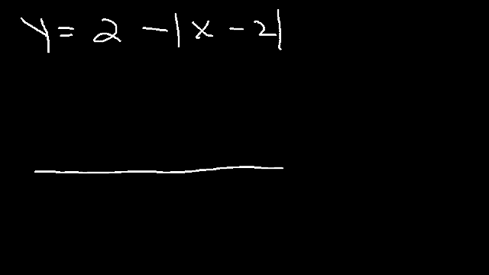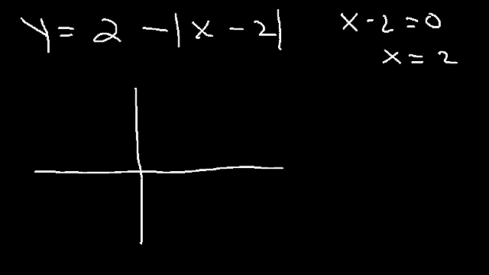So go ahead and try this example. What if we have 2 minus absolute value of x minus 2? So the graph shifts 2 units to the right. If you set x minus 2 equal to 0, x is 2. It also shifts up 2 units. So the new origin is at 2, 2.